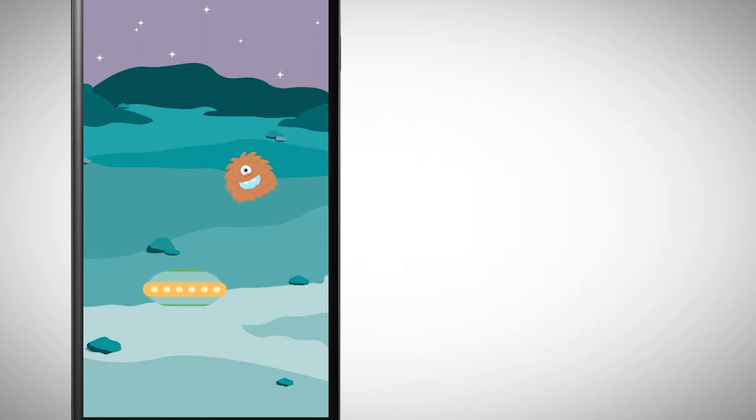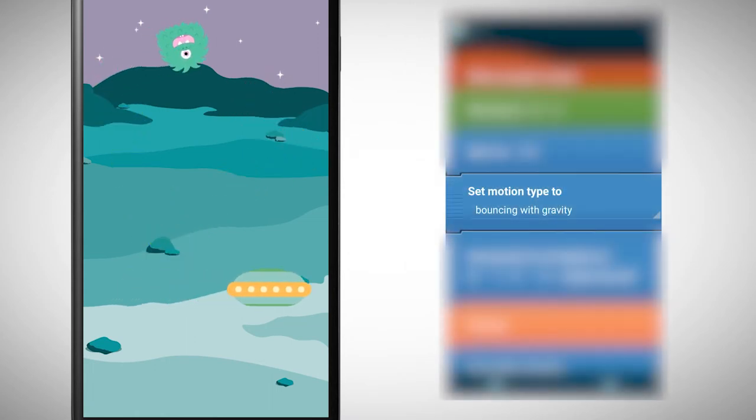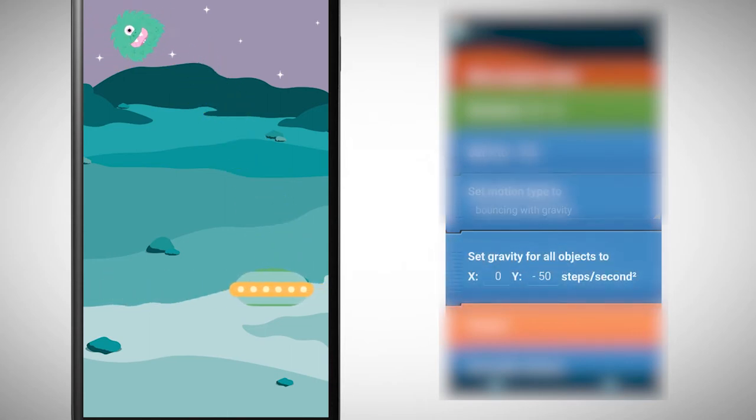The ball is moving, therefore its motion type is bouncing with gravity. Because the ball should fall down, the force of gravity needs to take effect in the Y direction.